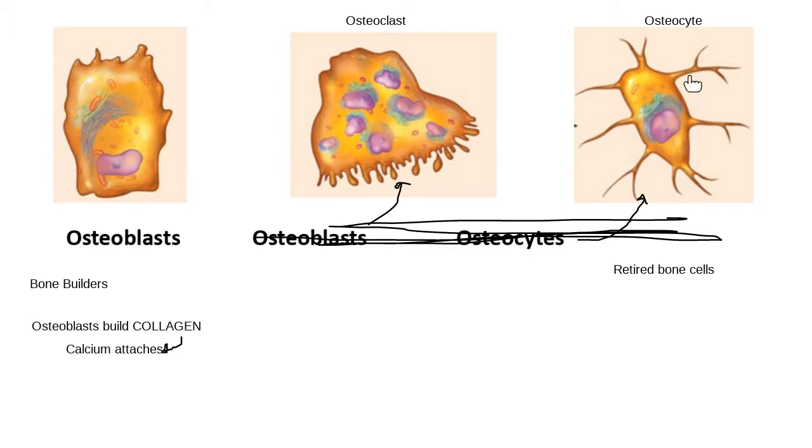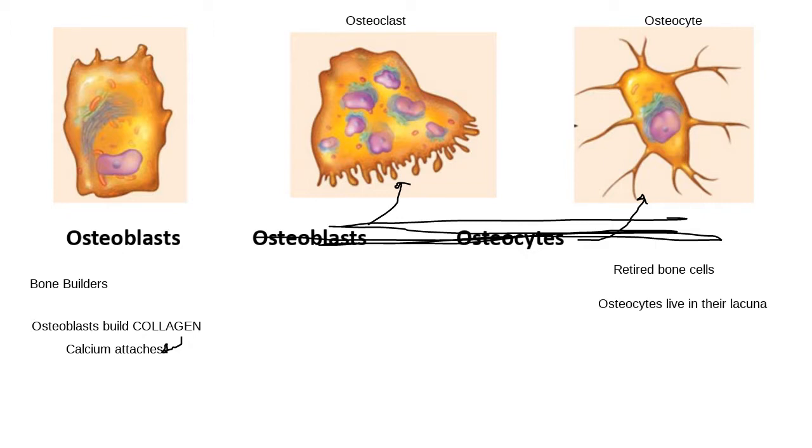So osteocytes are retired bone cells, and much like a lot of normal retired people, all that osteocytes really do is they kind of stay in their home and they take care of it. They keep it clean, they keep it tidy. That's what they're there for. Who remembers the name of the home that osteocytes live inside of? What's the home for osteocytes? Yeah. So osteocytes live in their lacuna.